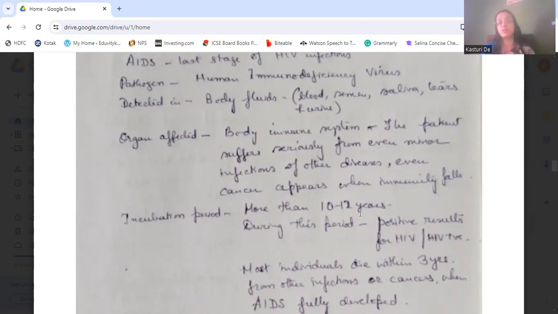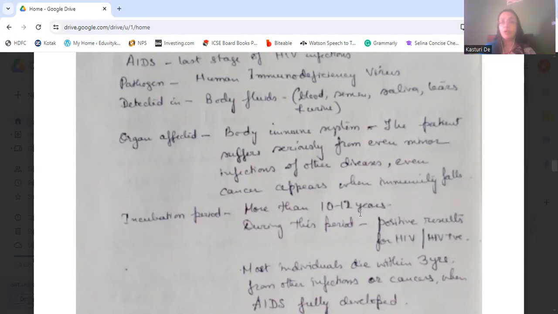Here the immune system is mainly affected, which becomes faulty, and all the organs can be affected in the later stage. The patient suffers seriously even from minor infections of other diseases. Even cancer can appear if the immunity falls. The incubation period is more than 10 to 12 years, and during this period, HIV positive can be the result.